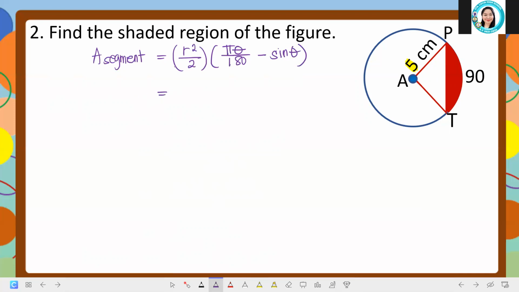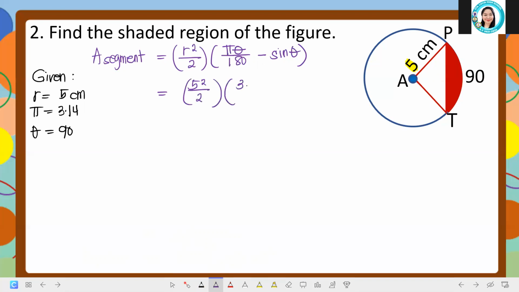Ano ba yung mga given dyan? We have the r or the radius, 5 cm. Of course, pi is 3.14. Theta is 90. So let's substitute. We have 5 squared divided by 2 times 3.14 times 90 divided by 180 minus sine theta or sine 90.